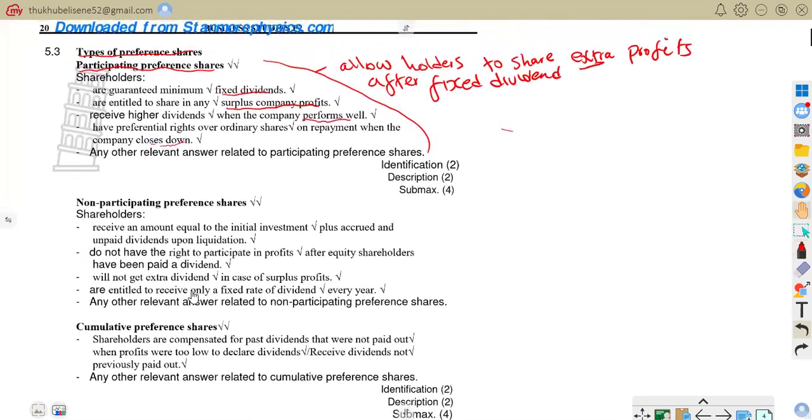Now let us move on to another type. The other type of preference share is what? Non-participating preference share. With non-participating preference shares, the shareholders are only entitled to fixed dividends.